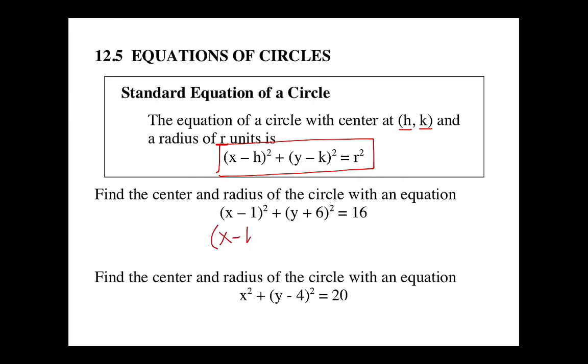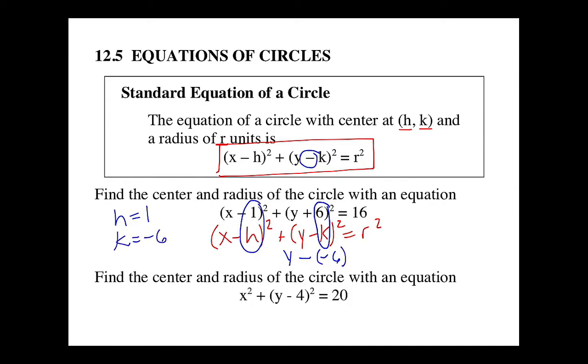If I just write x minus h squared plus y minus k squared equals the radius squared, I can see how everything lines up. The h term is 1 because it's x minus h, and I'm taking x minus 1. So h in this particular equation is 1. K is a little bit tricky. K and 6 line up, but the equation says it's supposed to be y minus k. So technically y plus 6 is y minus a negative 6. So my k in this equation is a negative 6.